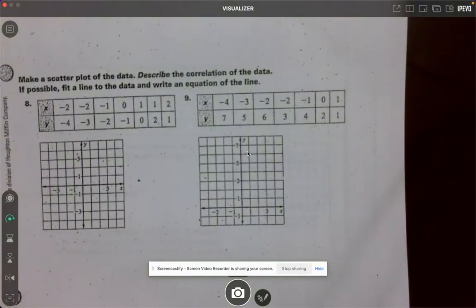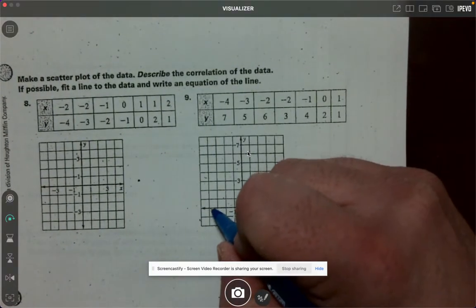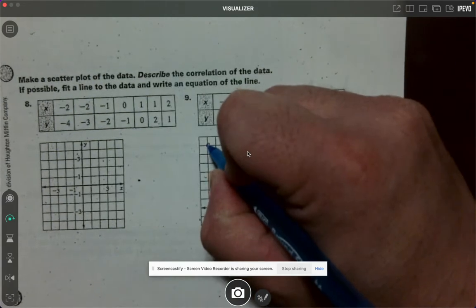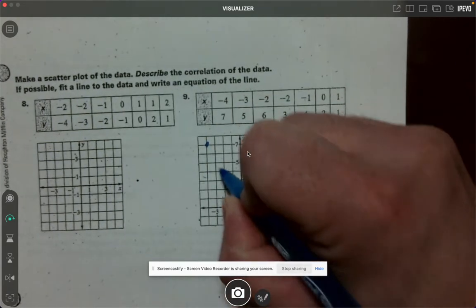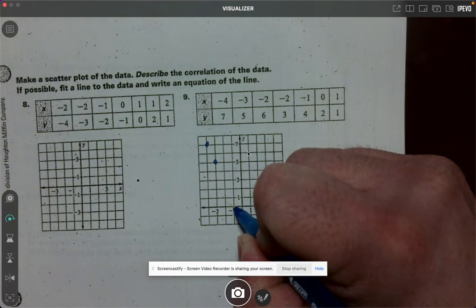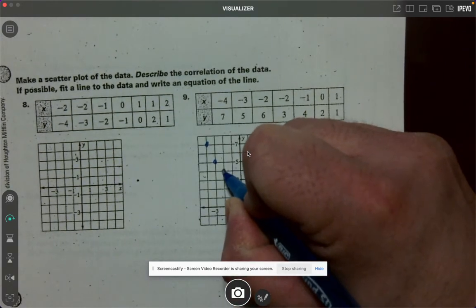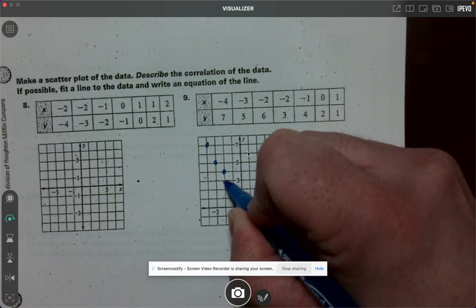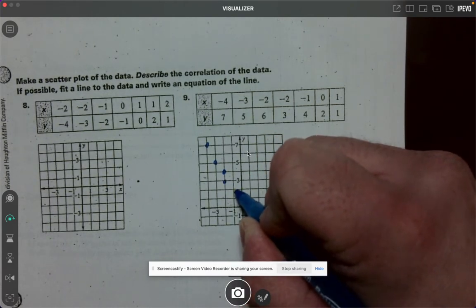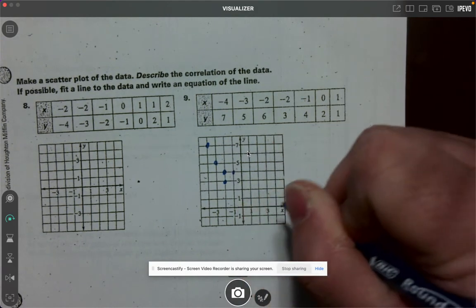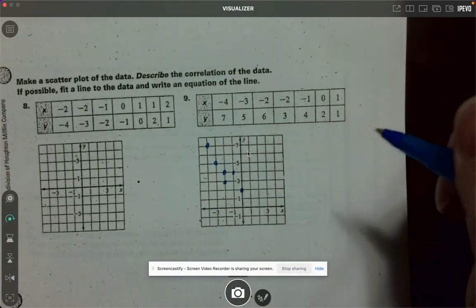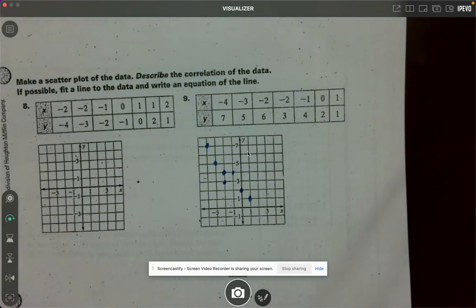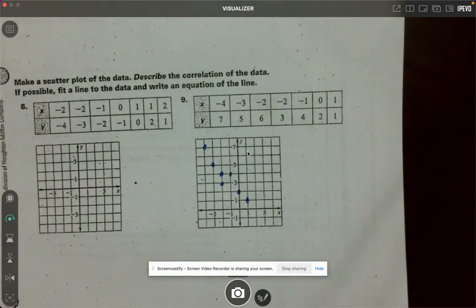Let me do one more. There's got to be one that has a better correlation than that. Maybe this one's better. So -4, 7, put a dot. -3, 5, put a dot. This looks pretty correlated. -2, 6. Okay, now we're working with something here. -2, 3. -1, 4. 0, 2. And 1, 1. All right, so that's definitely tightly correlated. I do not have a ruler. Oh wait, I do have a ruler.